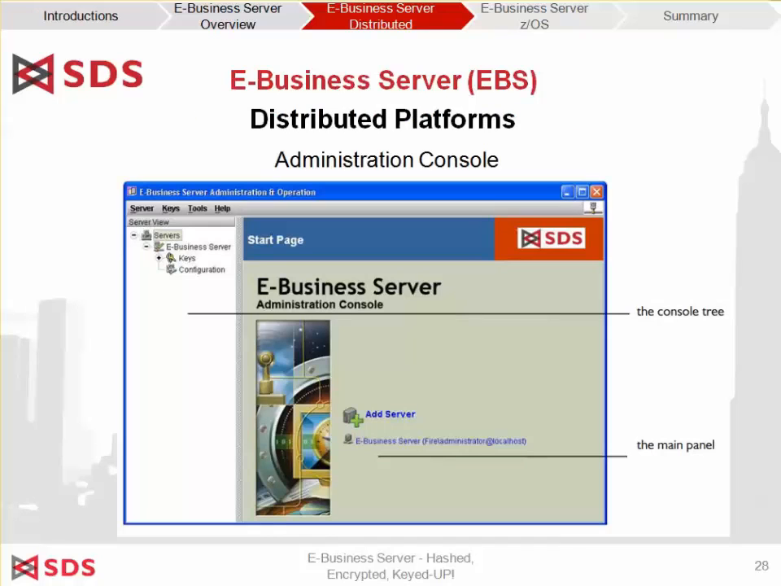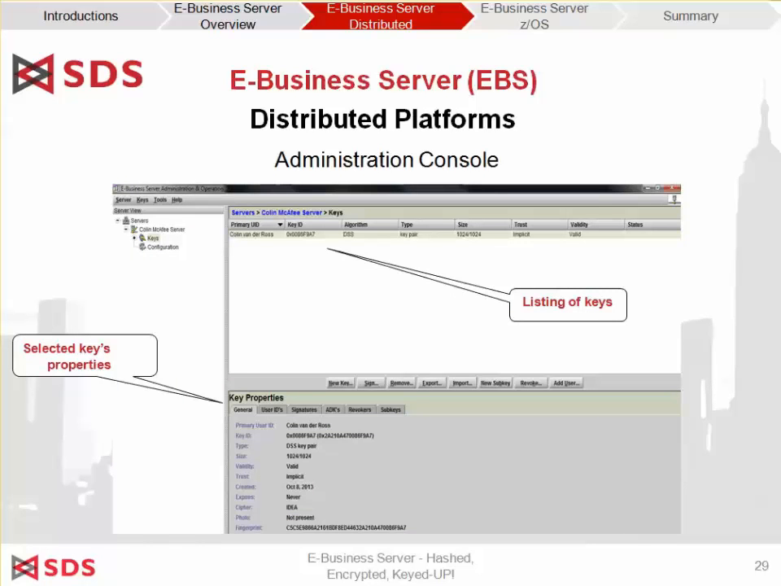Here's a screenshot of the eBusiness Server Admin Utility Console. You can use the console to create and manage keys and configure eBusiness Server. This screen on the admin client shows the list of keys that you've generated. Here I have highlighted one of the keys, and I can now see the properties for that key at the bottom portion of the screen.